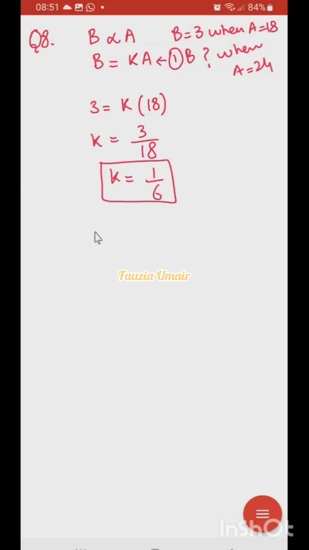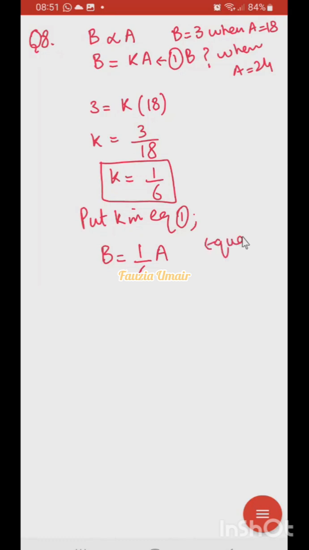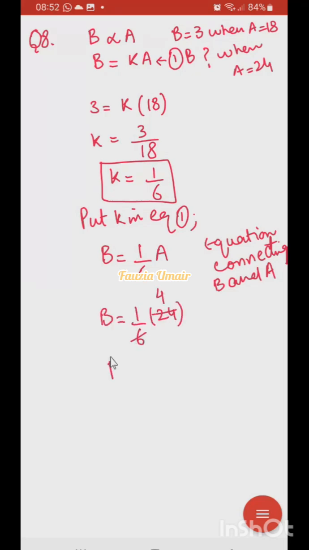Now let's put this k in equation 1. We are basically finding the equation connecting b and a. So this is the equation connecting b and a. This is a good habit. Now we can put the values. We need to find out b when a is 24. Just simply put the value of a here. So 6 fours are 24. So b is equal to 4. That is the answer of this question.